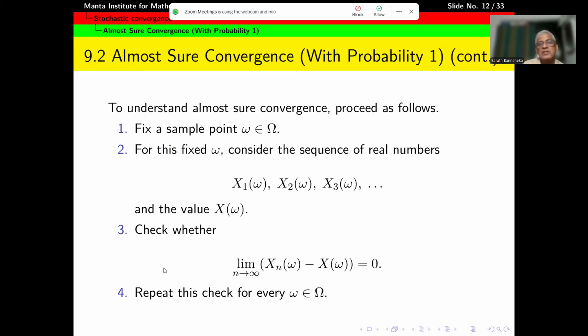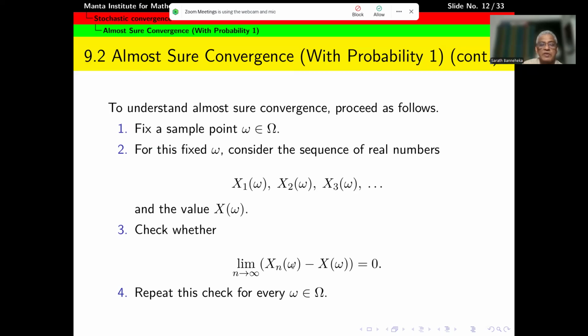Right. So to understand this again, I put that in several steps just to go one by one. Let us fix some omega value like omega 1, as I mentioned earlier. Fix a sample point. Sample point means here is an outcome in the sample space, right? For this fixed omega, consider the sequence of real numbers x1 omega, x2 omega, x3 omega, and so on, and also the value x omega. The same thing that we did for everywhere convergence. Check whether this condition is satisfied.